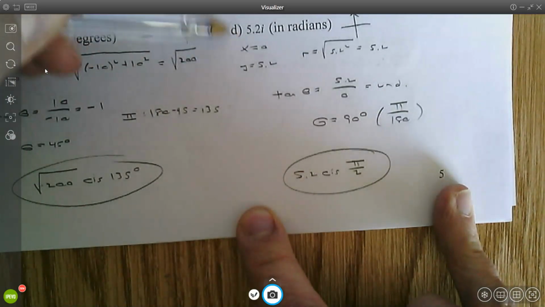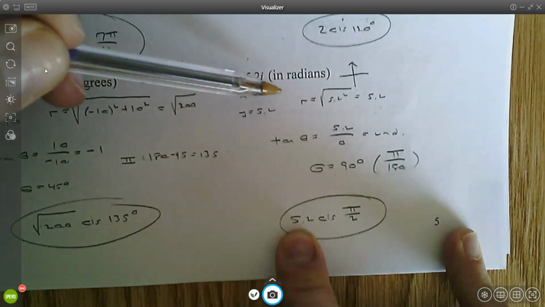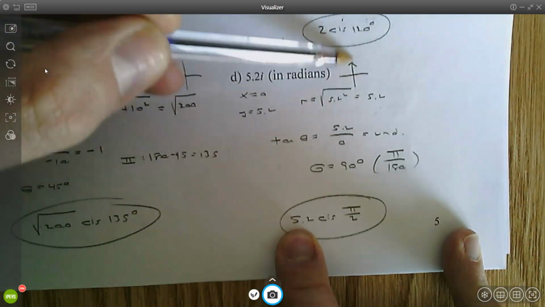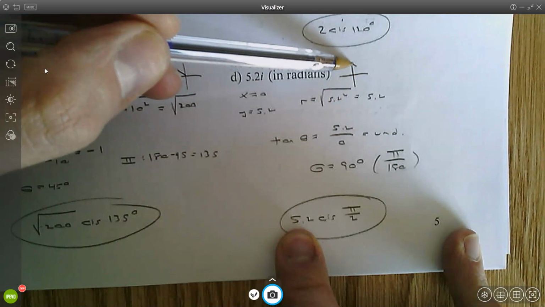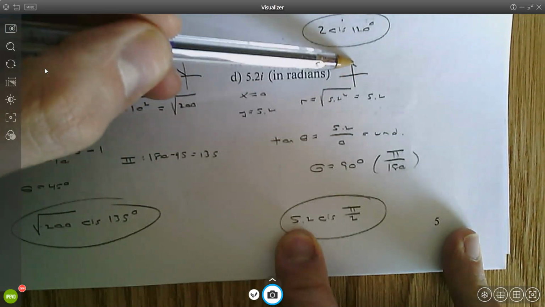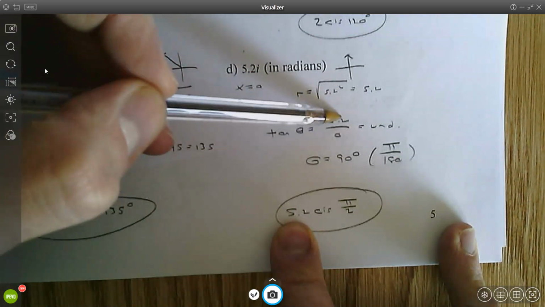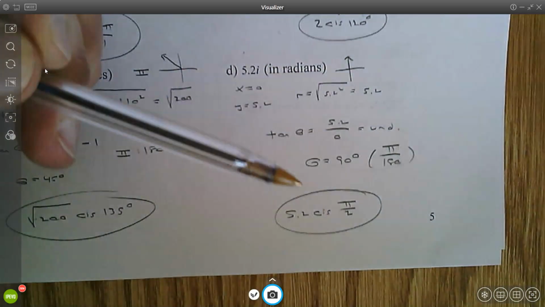D, I really like D. D is kind of unique. You're going to end up with x is 0, y is 5.2. So when you graph this, it's just on the quadrantal. It's a quadrantal angle of 90 degrees. So you're not going to be able to plug this in your calculator to get 90 and then just convert it to degrees.